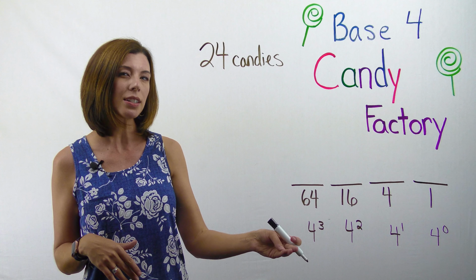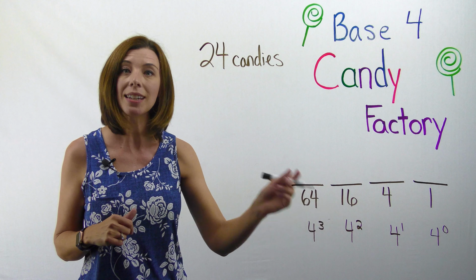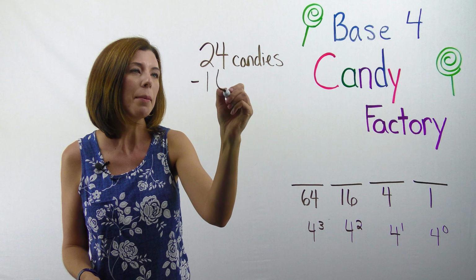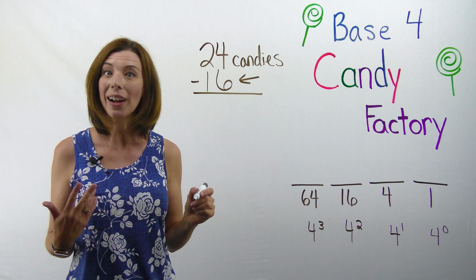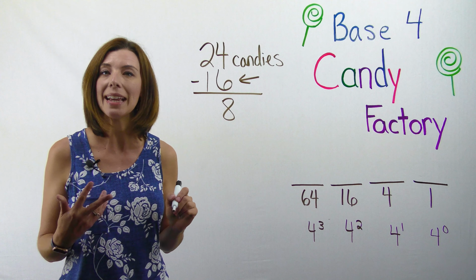Can we make a box of 64? No. It won't be full all the way. How about a box of 16? Yes, we can, right? So I'm going to fill up my box of 16. Now I need to subtract, and I know that 24 minus 16 leaves me with 8 candies left over.